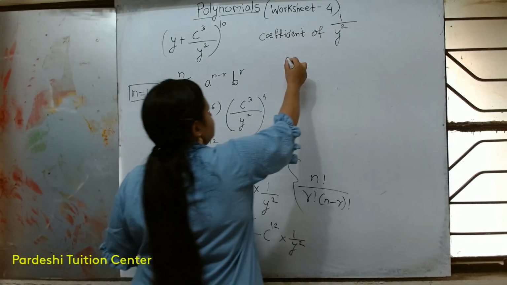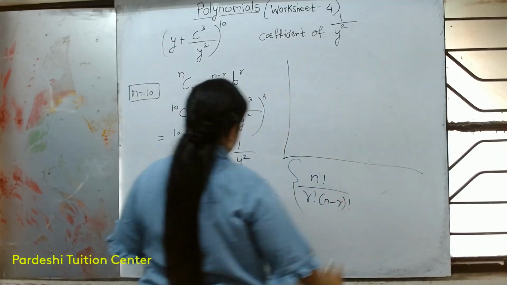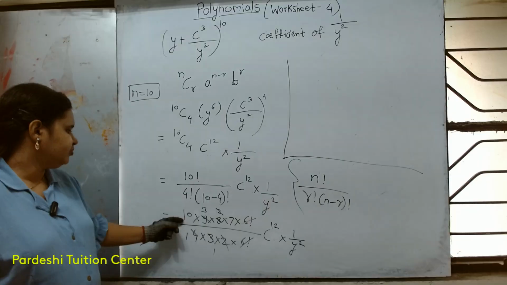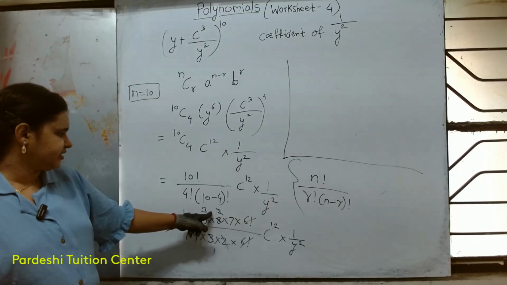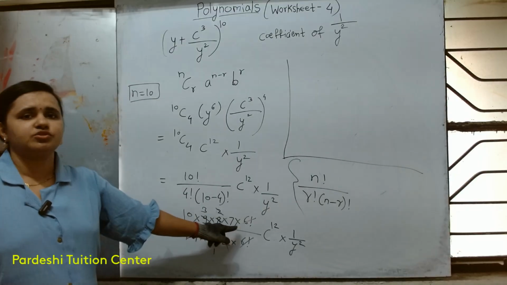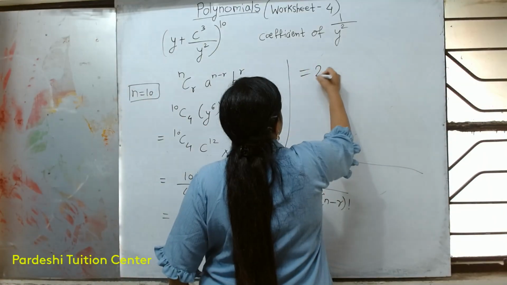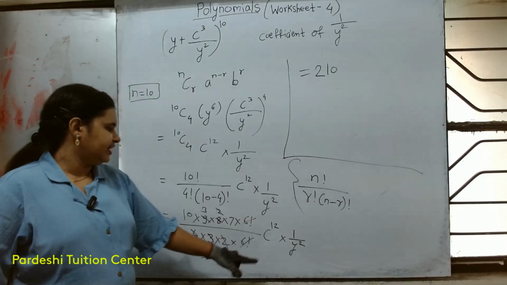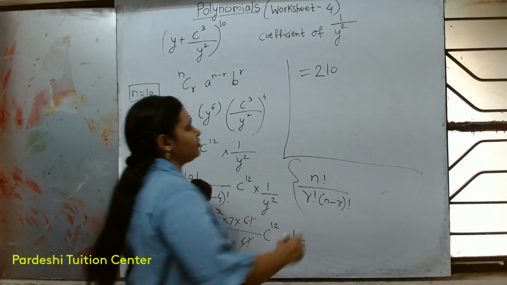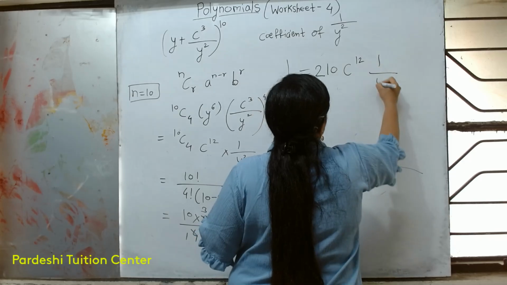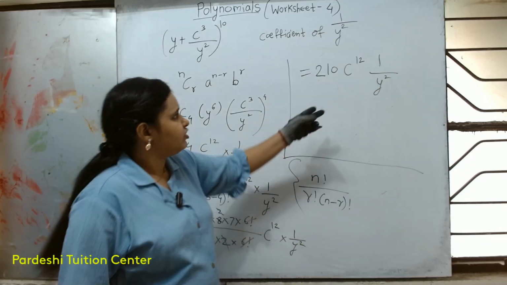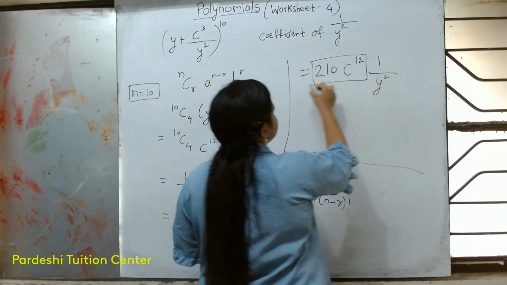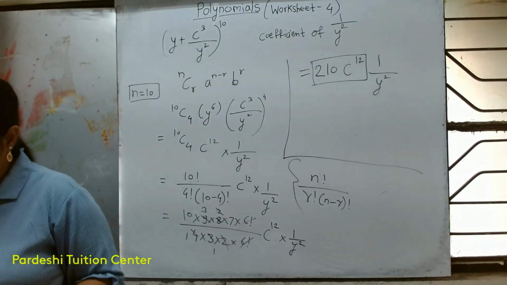Now again I will solve here. So what is remaining? In the denominator it is 1, in the numerator it is 10 3s are 30, and 30 into 7 is 210. Okay. 10 3s are 30 and 30 into 7 is 210, and what is remaining? c to the power 12 into 1 upon y square. So now we have found the coefficient of 1 upon y square. What is it? It is 210 c to the power 12. So the option is 4.